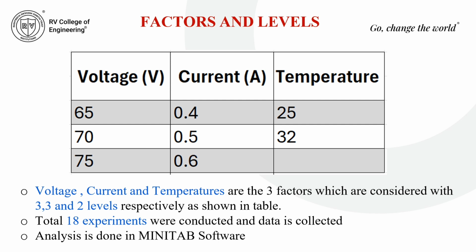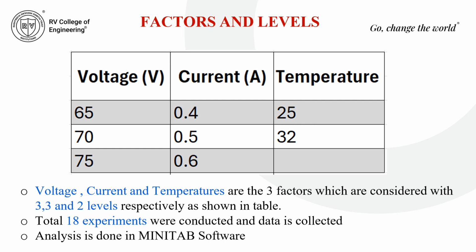In total, 18 experiments were conducted, and all the data of these 18 experiments are collected, and the analysis is done in the Minitab software. Initially we have to take the 18 different combinations of these three factors, conduct the experiments and get the data, and calculate the effectiveness and efficiency for these 18 experiments. Then I will go forward with the analysis in the Minitab software.